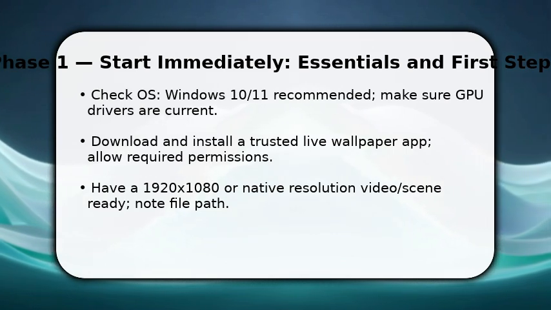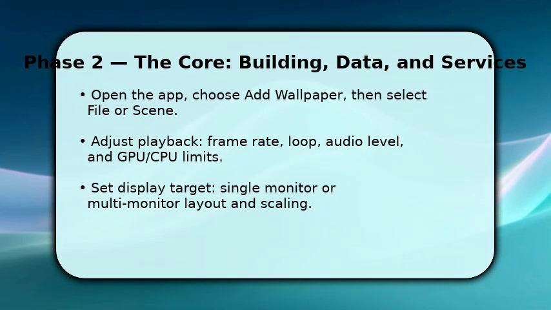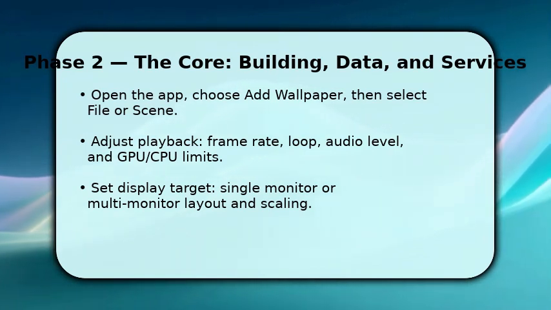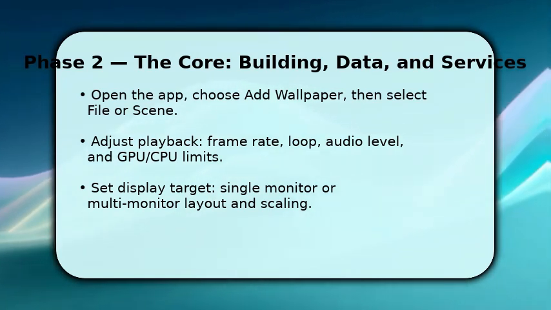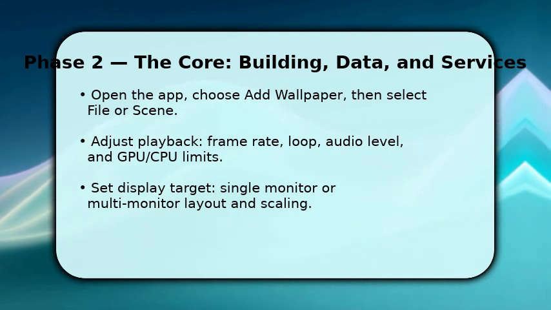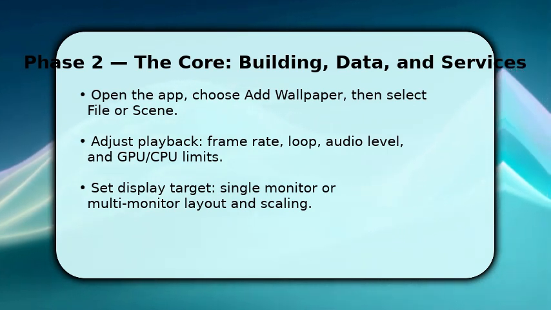You now load the wallpaper into the app. Click Add Wallpaper, choose File or Scene, and pick the exact file you prepared. Once loaded, configure playback settings, frame rate, loop mode, and audio level, because these affect performance and user experience.